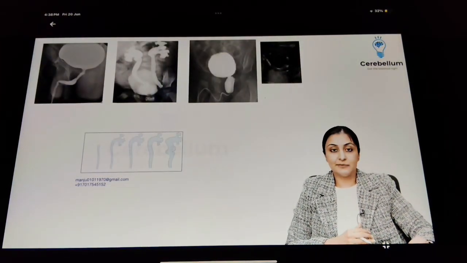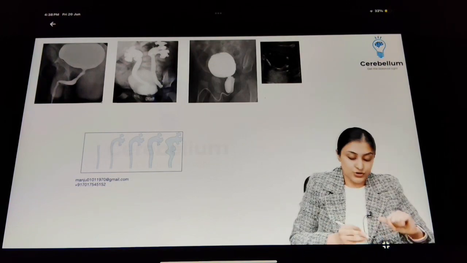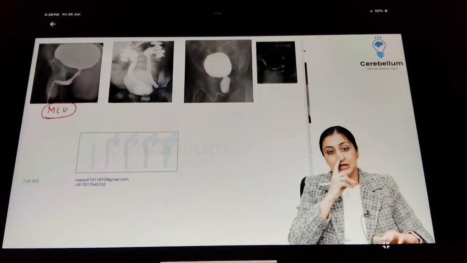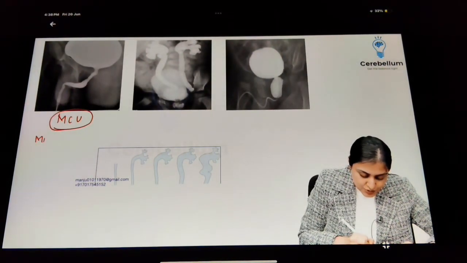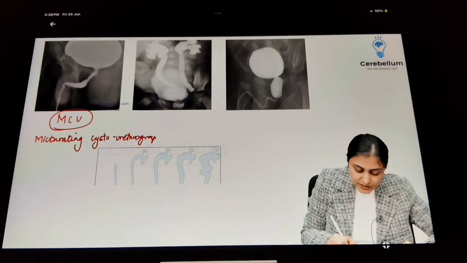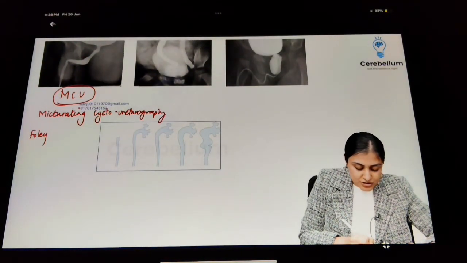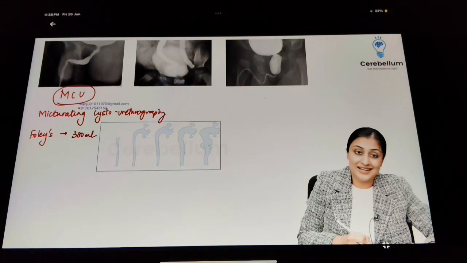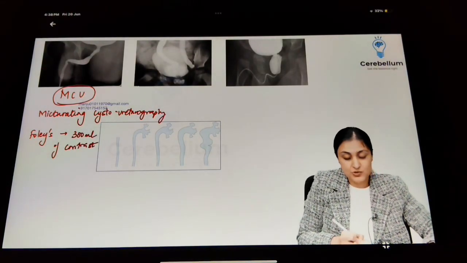Now we move on to a very, very important discussion of the next investigation that a lot of students confuse. That is MCU. MCU stands for micturating cystourethrography. So now understand what we are doing. You put a Foley's catheter in a patient, and then you inject around 300 to 400 ml of contrast, iodinated contrast, which we dilute with saline.